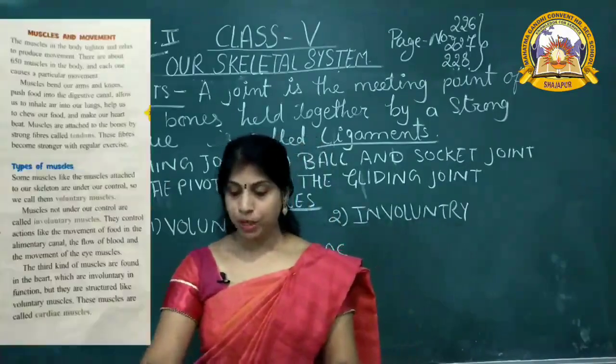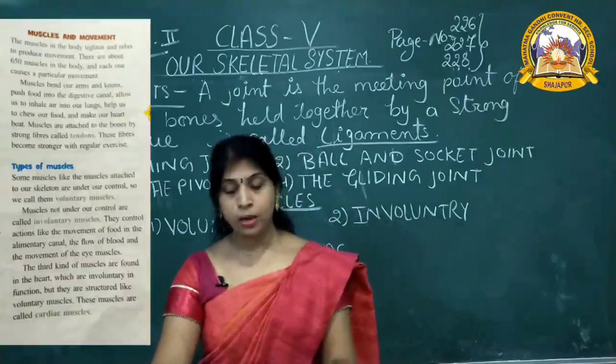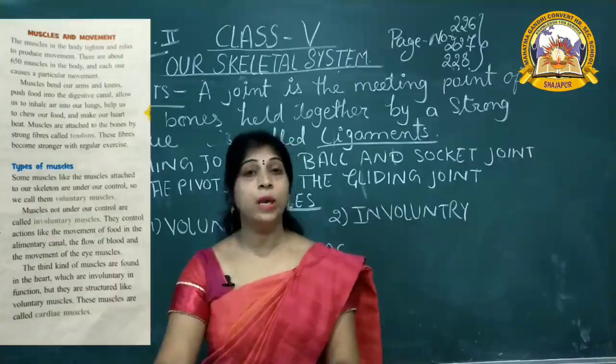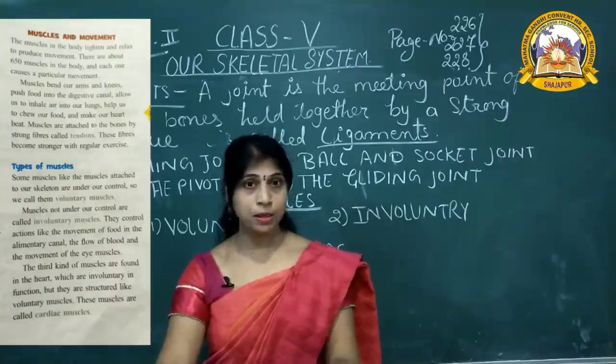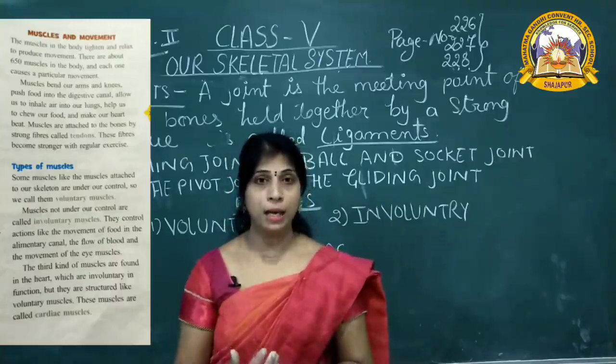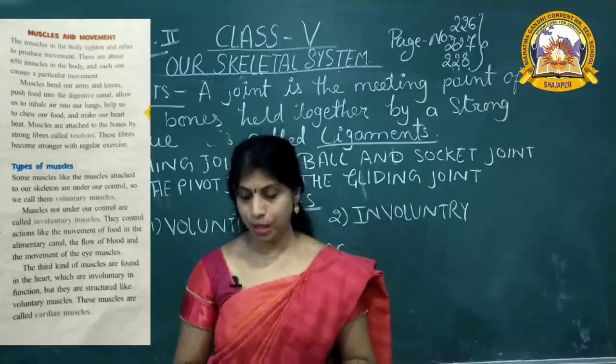Some muscles, like the muscles attached to our skeleton, are under our control. So we can call them voluntary muscles. Do you know examples of voluntary muscles? Our hands and legs are voluntary muscles.